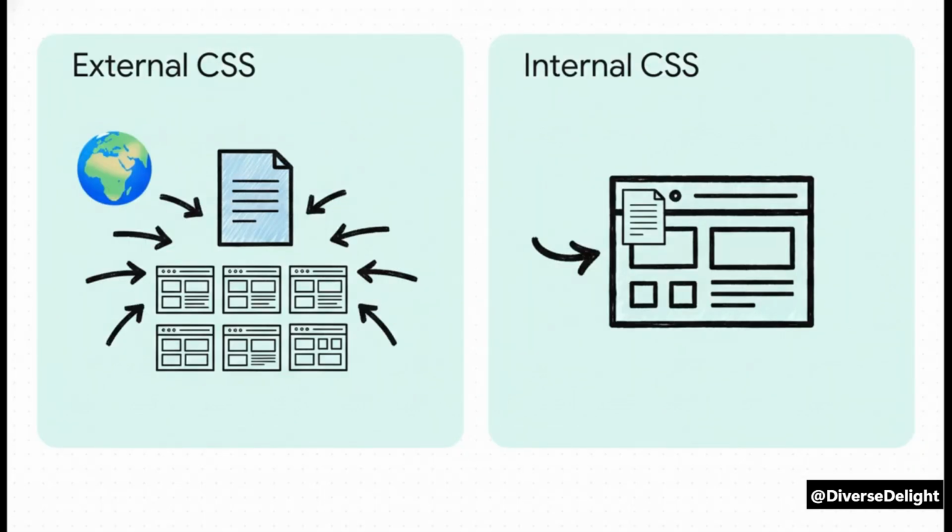First up, an external style sheet. This is that magical one file to rule them all we were talking about. It's a completely separate .css file that every single page on your website links to, perfect for your site's overall look. Then you have an internal style sheet. This lives inside the code of a single HTML page and only affects that one page. It's great if you have, say, a special promotional page that needs to look totally unique.